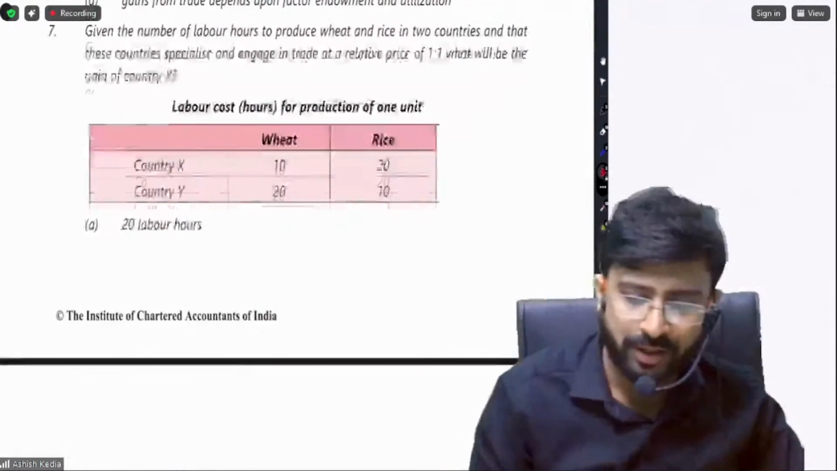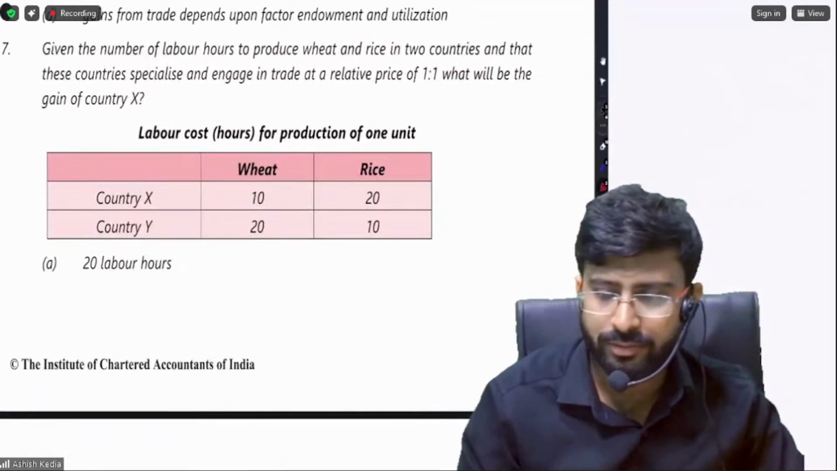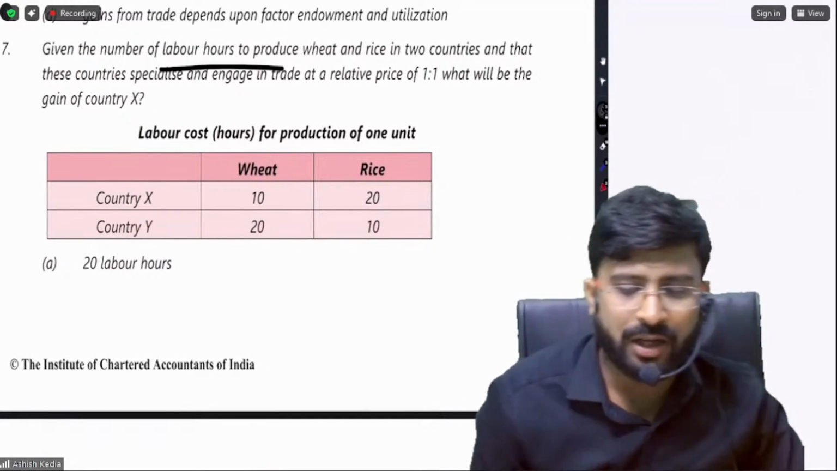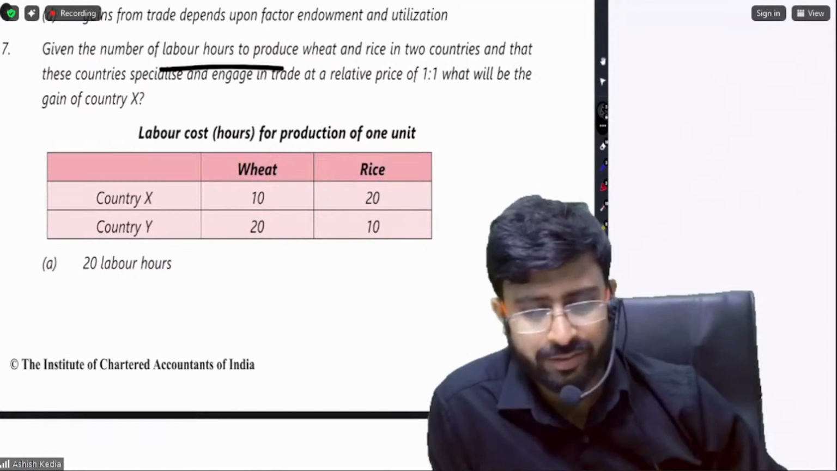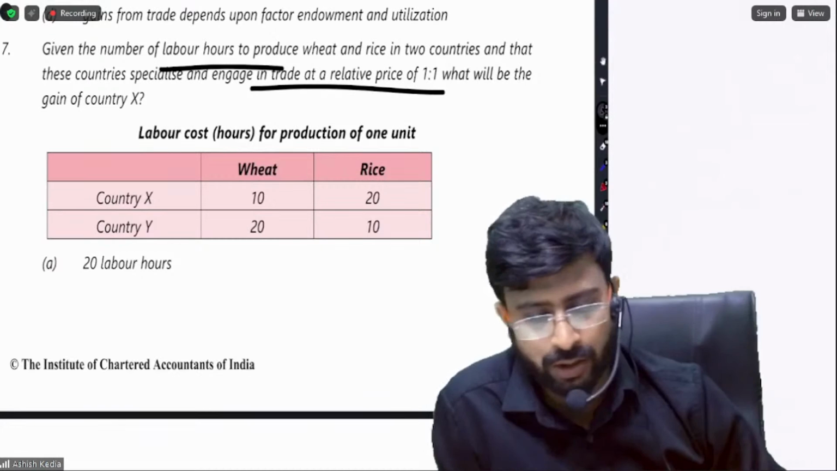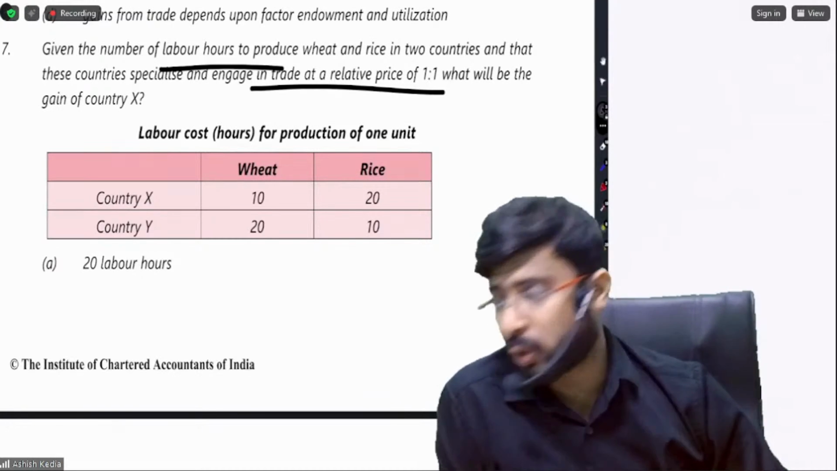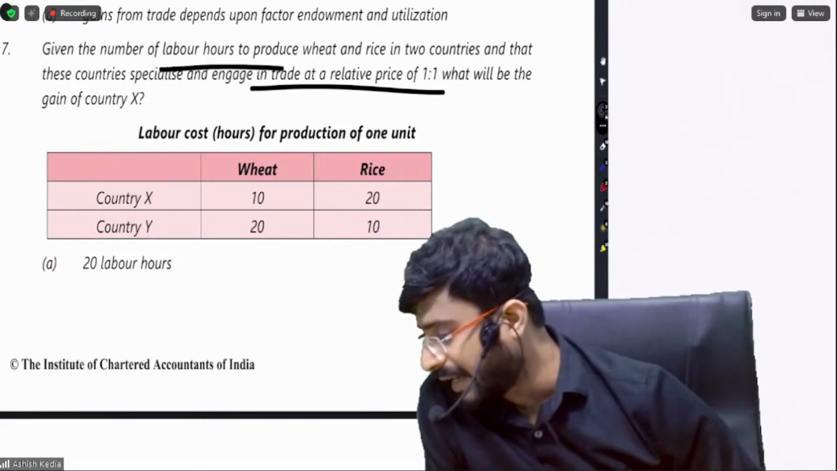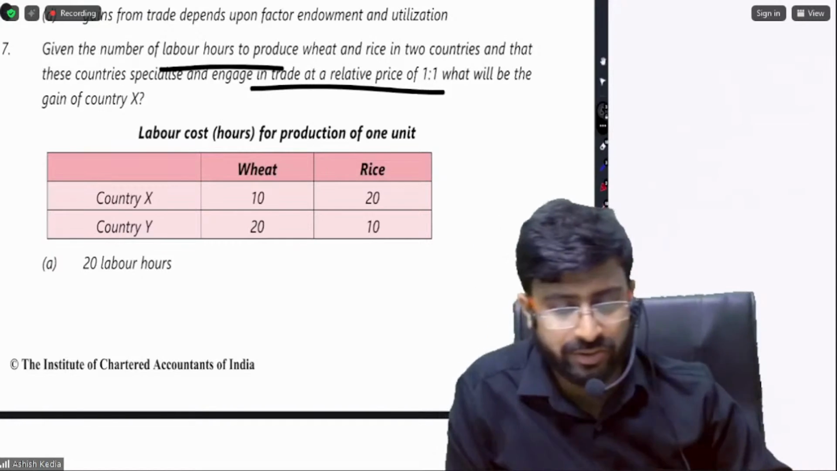Let's move on to the next one. Let's see what is going on here. Given the number of labor hours to produce wheat and rice in two countries, and that these countries specialize and engage in trade at a relative price of 1:1, what will be the gain of country X? Good question. Gain or benefit of country X?